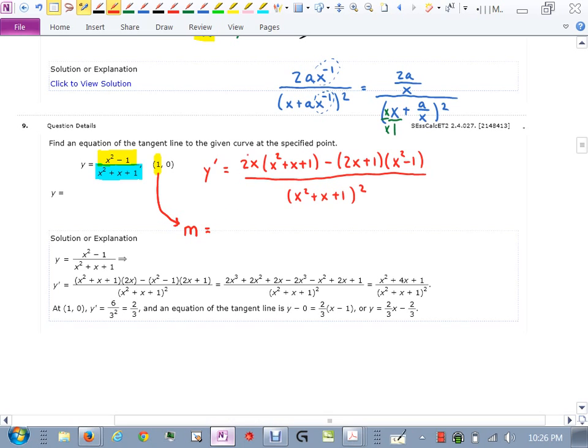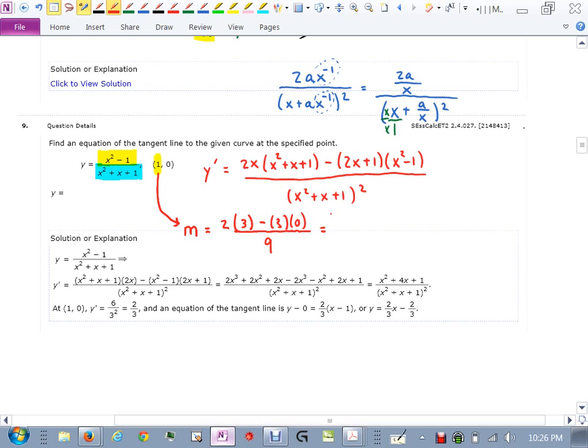So 2 times 1 here gives me 2. And let's see, 1 squared is 1, plus 1 plus 1. So we get 3 there, so that's a 3. Minus, let's see, 2 times 1 here is 2, plus 1 is 3, so I have 3. And then over here we get 1 squared, which is 1, minus 1. Hey, 1 minus 1 is 0, so that's going to kill that 1 off. On the bottom, 1 squared is 1, plus 1 plus 1, I have 3, but 3 squared is 9.